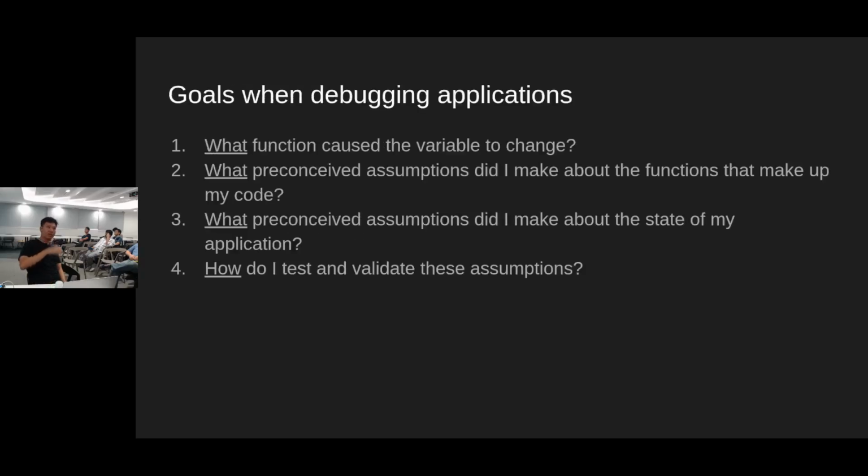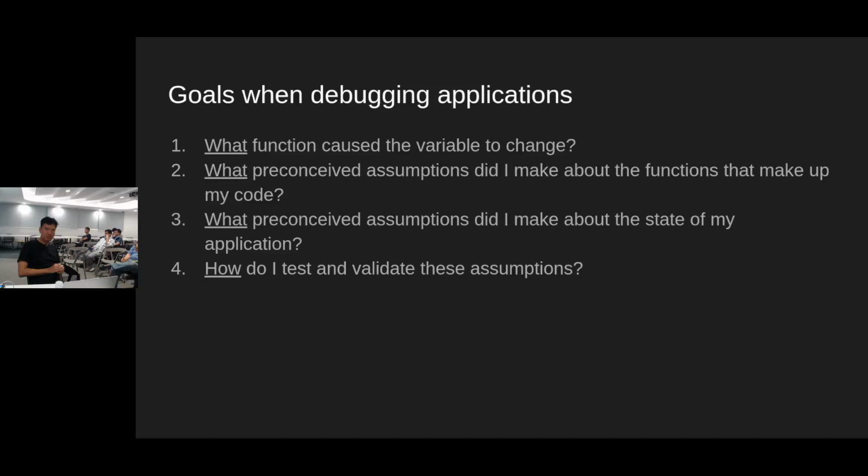So when it comes to debugging, the goal is to ask yourself these questions. First of all, what function caused a certain variable to change? What preconceived assumptions did you make about the functions that make up your code? What preconceived assumptions did you make about the state of your application? And lastly, how do you test and validate these assumptions?